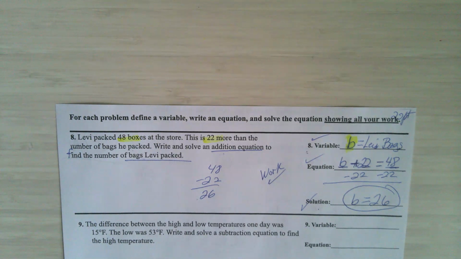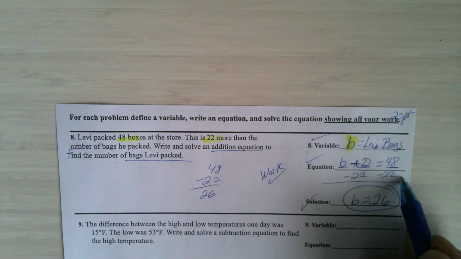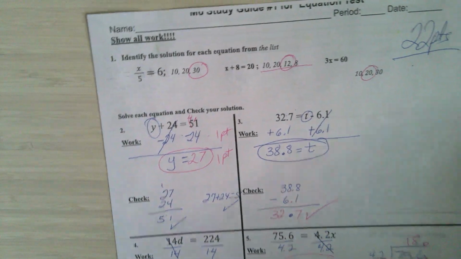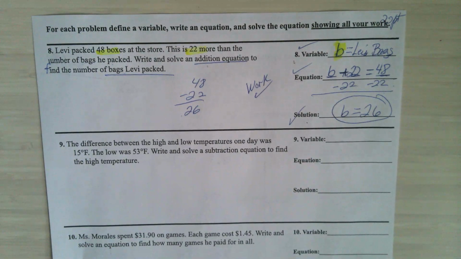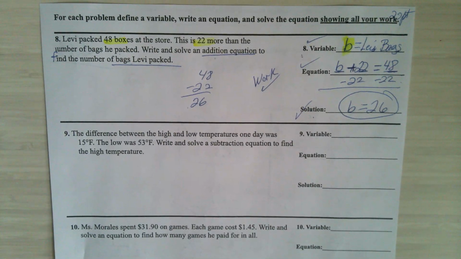Any questions on that? So if you just put down minus 22 on one side, I'm not going to count it wrong if you only did it once. On this side, you have to show them by balancing your equations. This side, I'll be a little more lenient. Okay, now let's go to the next problem, number 9.